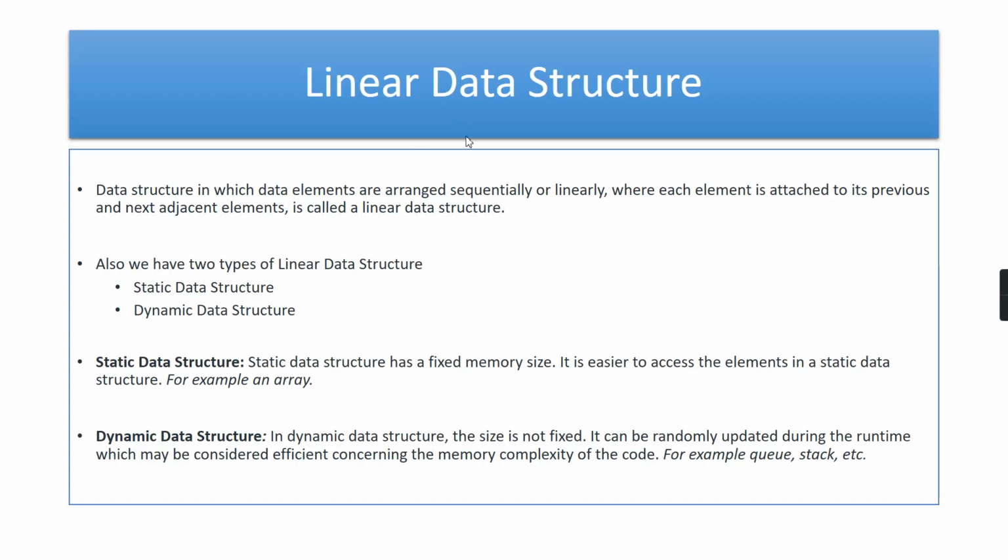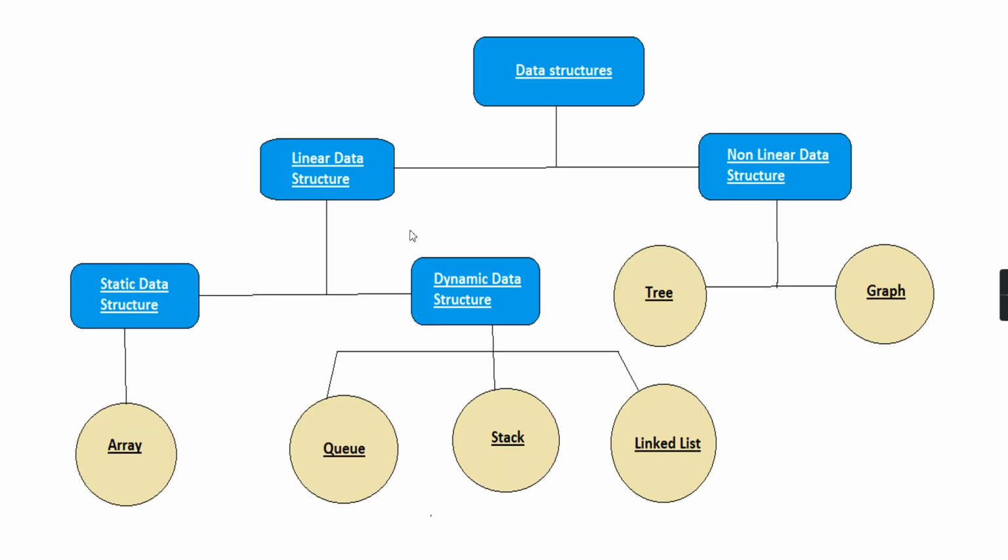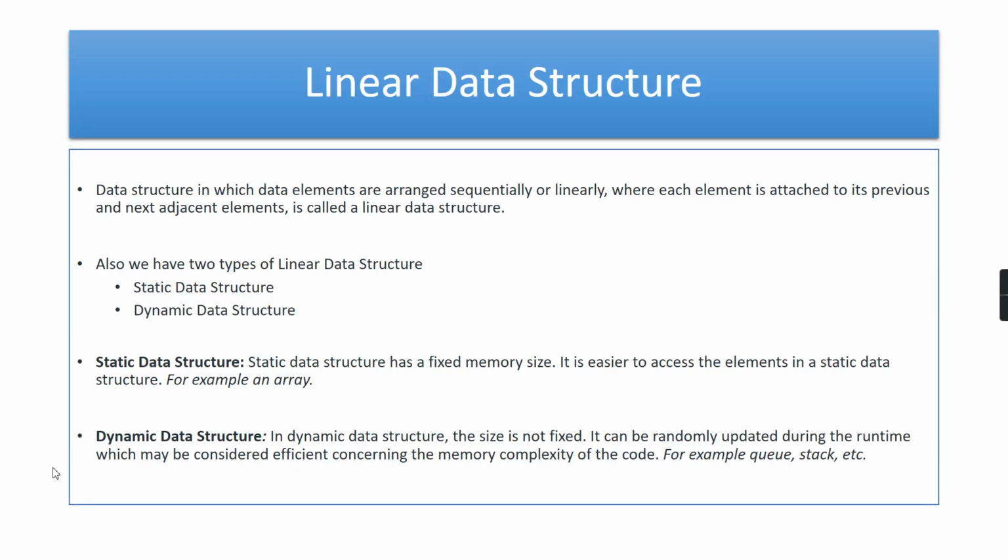Now, what is linear data structure? A data structure in which data elements are arranged sequentially or linearly, where each element is attached to its previous and next adjacent elements, is called a linear data structure. We have two types of linear data structure: static data structure and dynamic data structure. As we already saw in the image, linear data structure has two types.